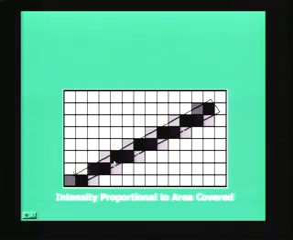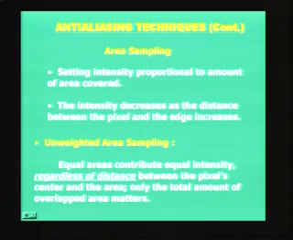So, as you can see here, the pixels which are to the left and the right have lesser intensity compared to those which are in the center, and the intensity is hence proportional to the area covered. So, this is a concept of unweighted area sampling, where we say that equal areas contribute to equal intensity regardless of distance between the pixel's center and the area, only the total amount of overlapped area matters.